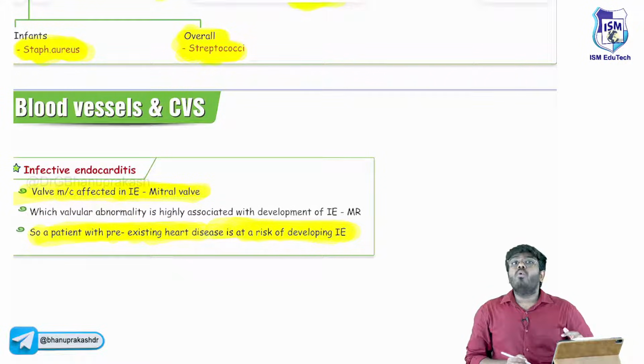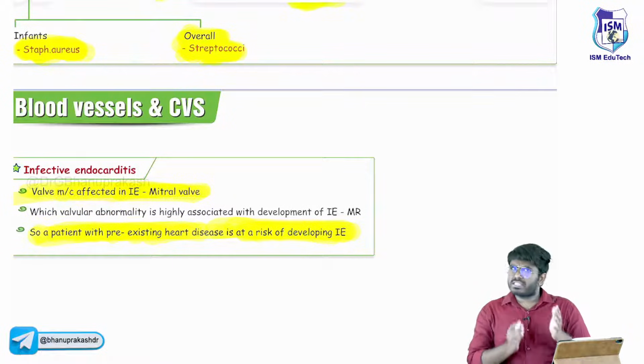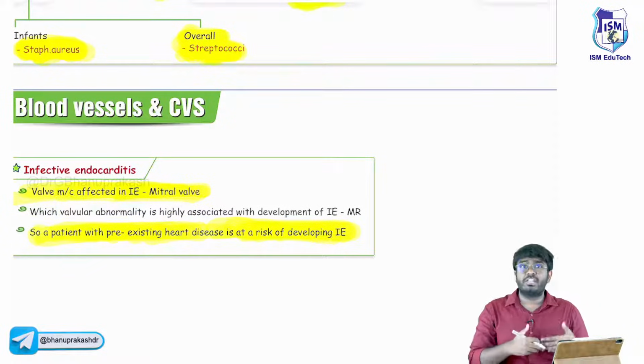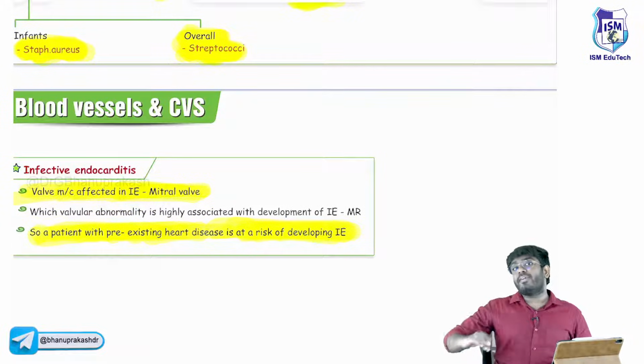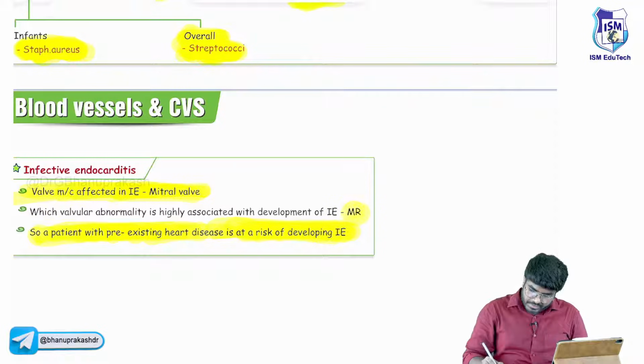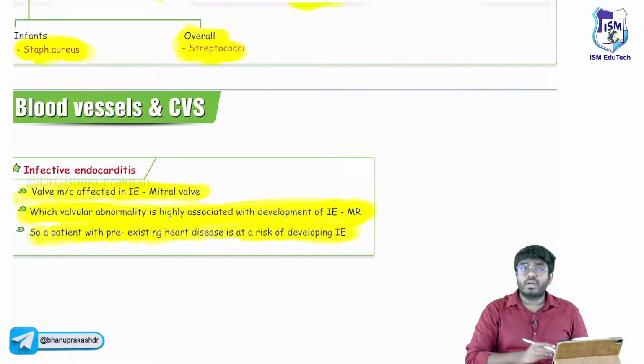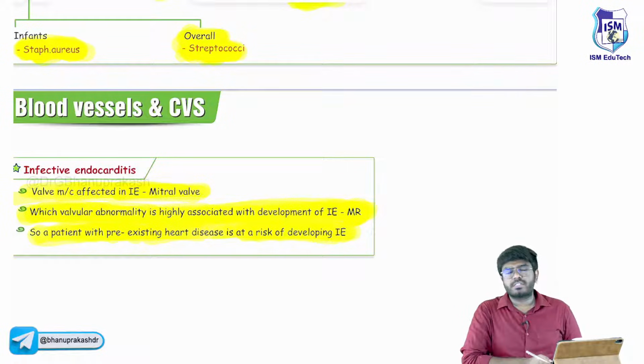Now, which valvular lesion is highly likely to develop infective endocarditis? The mitral valve is going to be affected, but there can be mitral valve prolapse, mitral regurgitation, mitral stenosis. Which valvular lesion is at high risk of developing infective endocarditis? It is mitral regurgitation, sir. Which valvular abnormality is highly associated with development of infective endocarditis? Mitral regurgitation. Especially if you are preparing for board exams like USMLE, then the answer is going to be mitral valve prolapse.